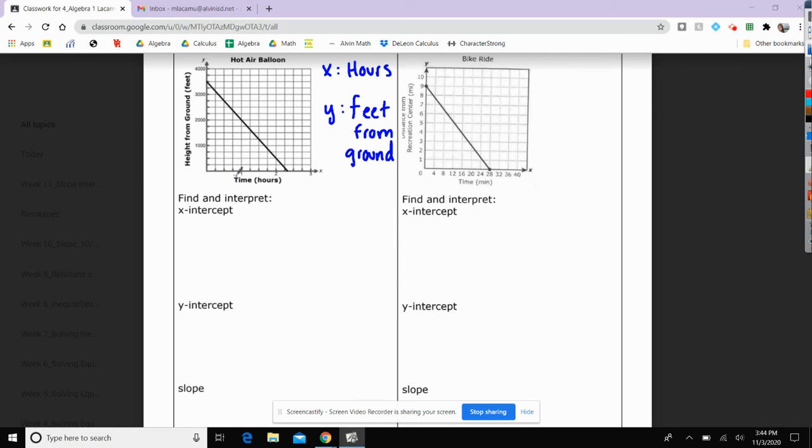Now the x-intercept, where it hits the x-axis, it's going to be this point right here. It's not really a nice point, but we can call it, let's say 2.3. So 2.30 is the x-intercept. And the meaning of this, remember our x's are hours, and the y is the feet from the ground. So we can say after 2.3 hours, the balloon reaches the ground.